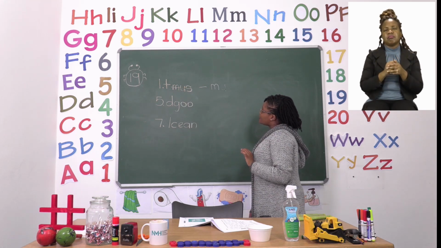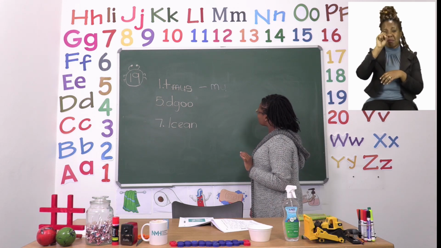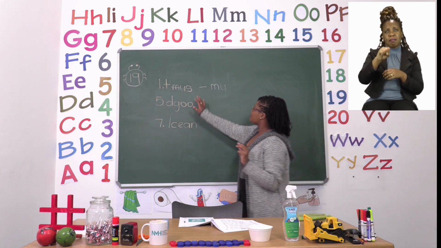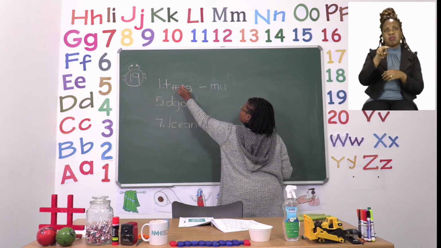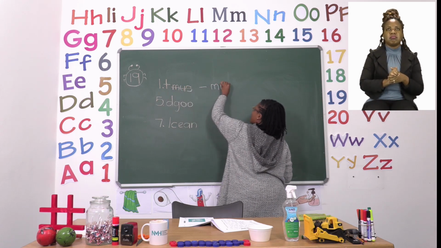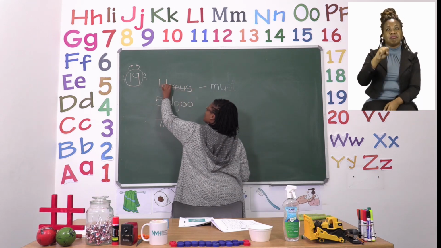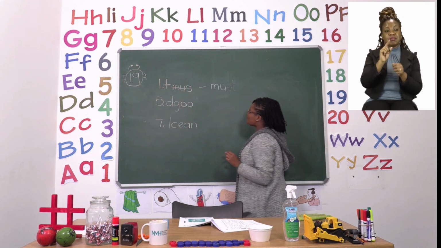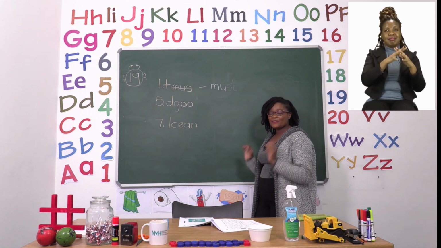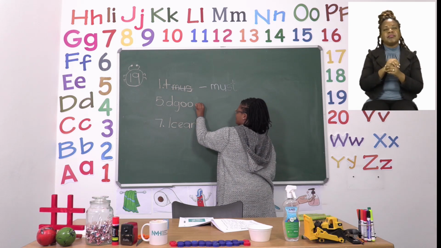I think this is the word must. Let's try and spell the word must. If we have our letters, let's see what comes out. Yes, it is the word must. So we have used all our letters and we have spelled it correctly. Well done if you were following. Now let's do number 5 together.